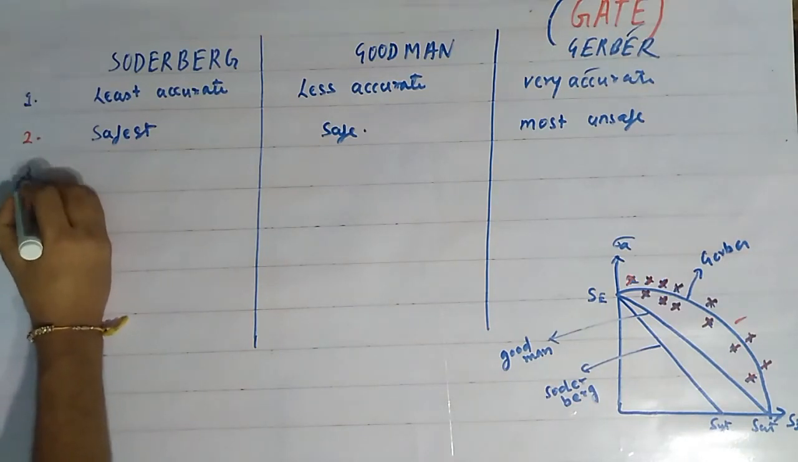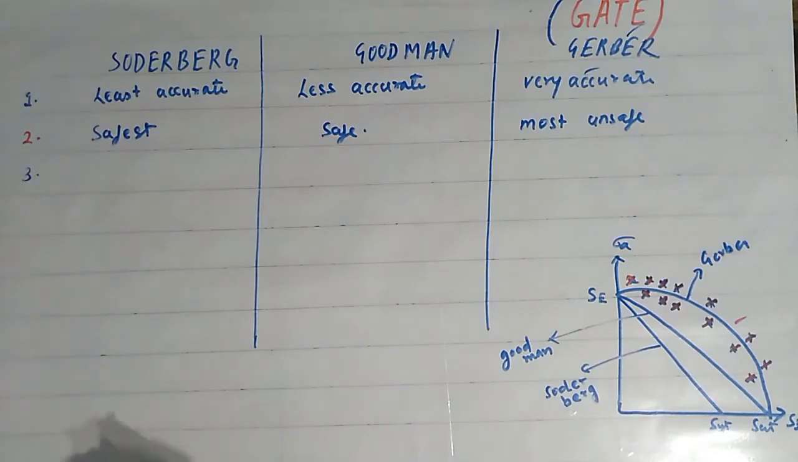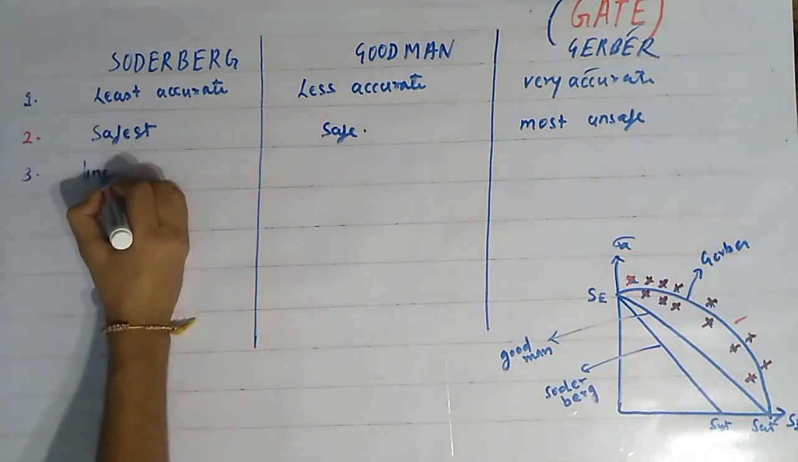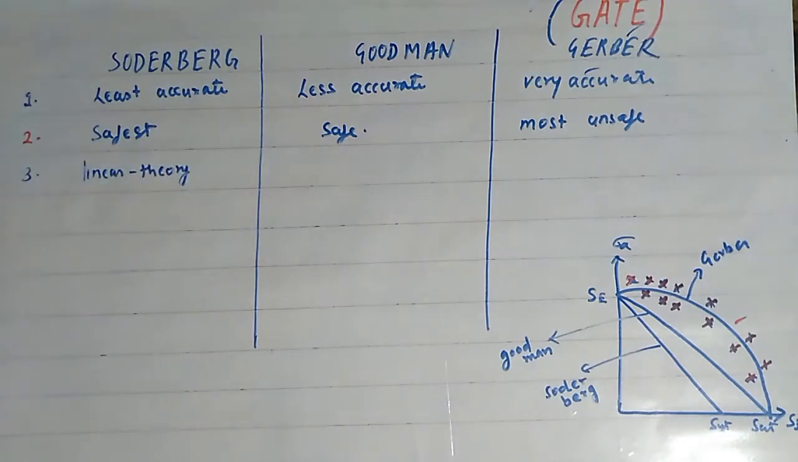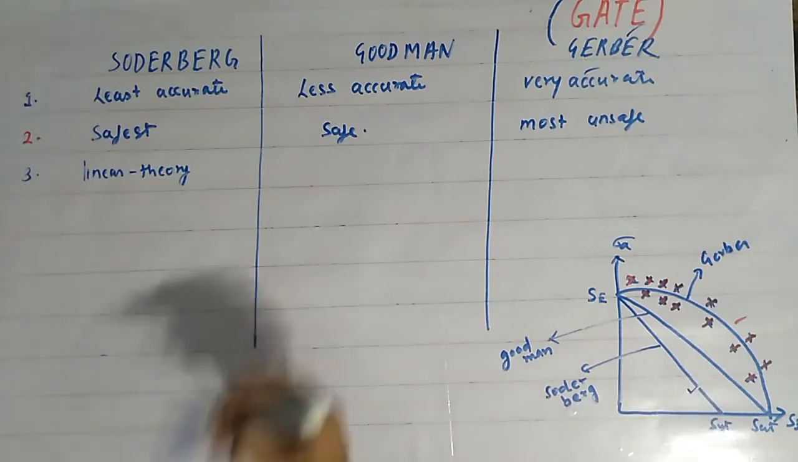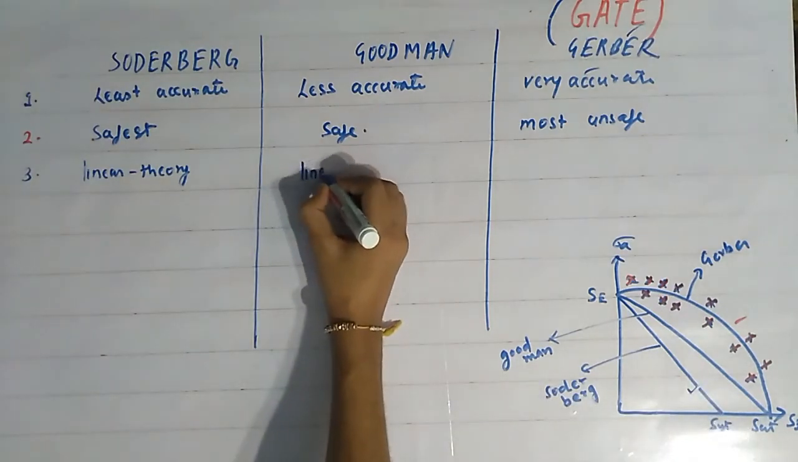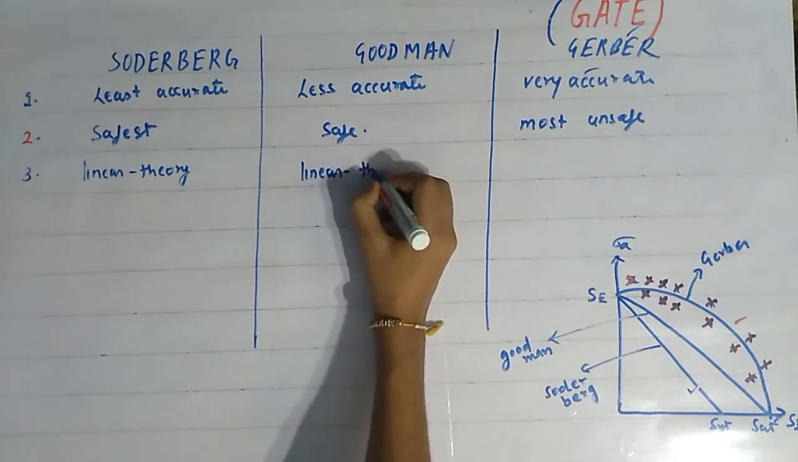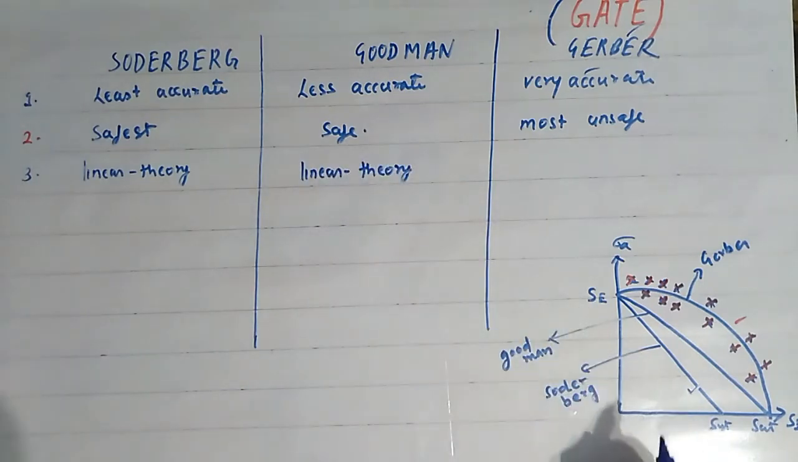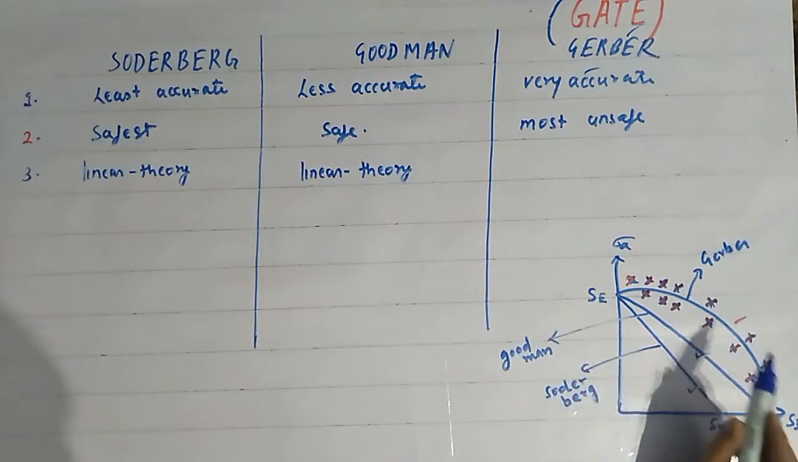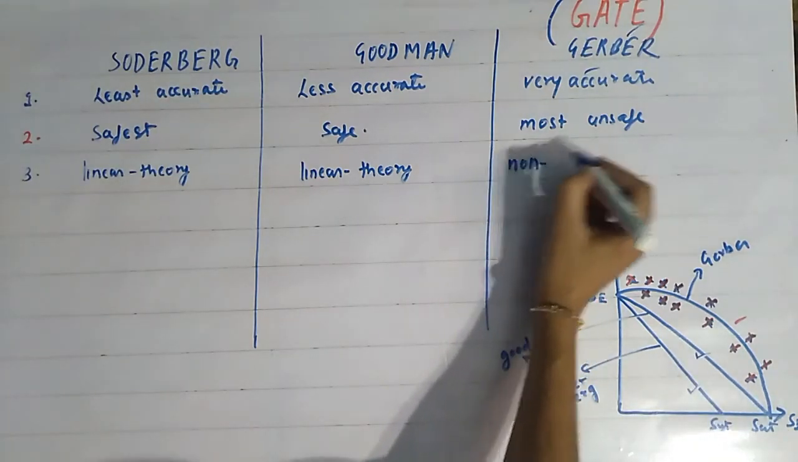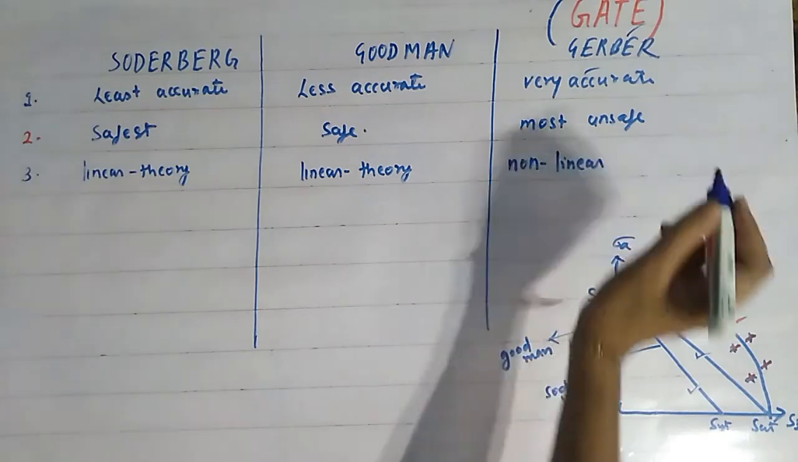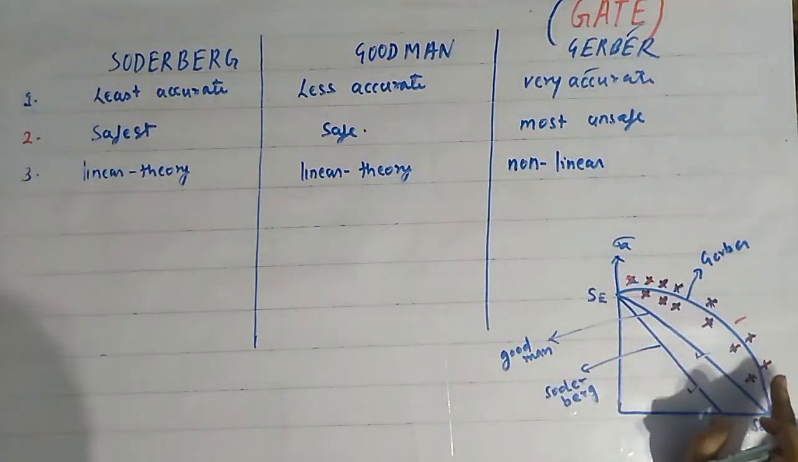Now the third point that we are going to study is the linear theory of failure. The Soderbergh criteria is a linear theory of failure because it is following a straight line relation, and the Goodman criteria is also a linear theory of failure, because it is following a straight line relation. But the Gerber criteria is a non-linear theory of failure because it is a parabola.